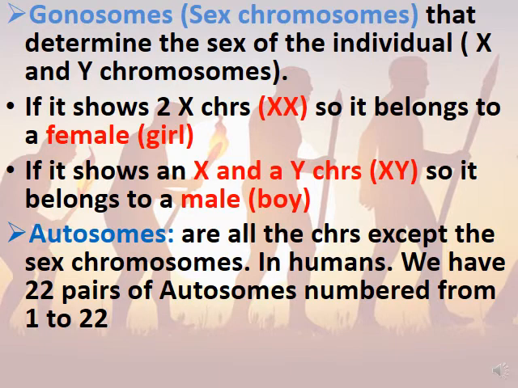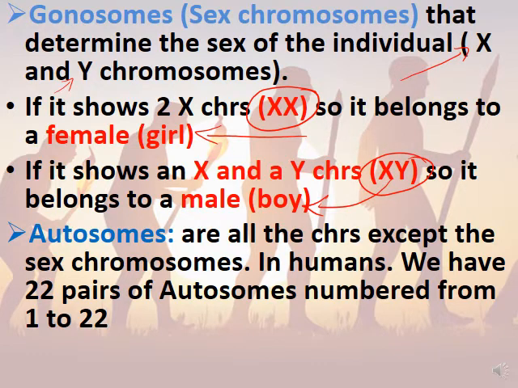Gonosomes are called the sex chromosomes. These chromosomes determine the sex of the individual, whether it's a male or female. These are X and Y. If it shows two X chromosomes, for example XX gonosomes, it belongs to a female, to a girl. While if it shows an X and a Y, so it's XY, it belongs to a male or a boy. So from now on, XX for a female, XY for a male.